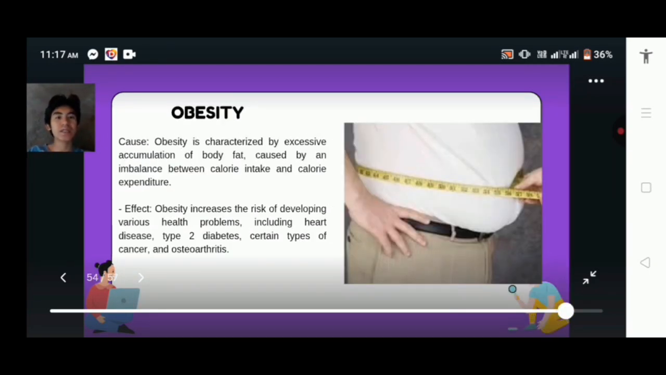Obesity is characterized by excessive accumulation of body fat caused by an imbalance between calorie intake and calorie expenditure. Obesity increases the risk of developing various health problems, including heart disease, type 2 diabetes, certain types of cancers, and osteoarthritis.